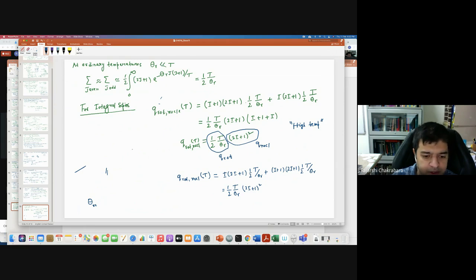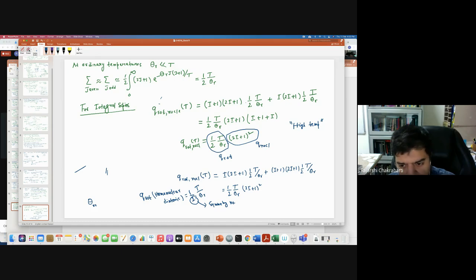So I'm saying that your Q rotation for homonuclear diatomic is half. This is called the symmetry number. Okay, this was a symmetry number. And I think I'll stop today because in the next class I'll go from here.